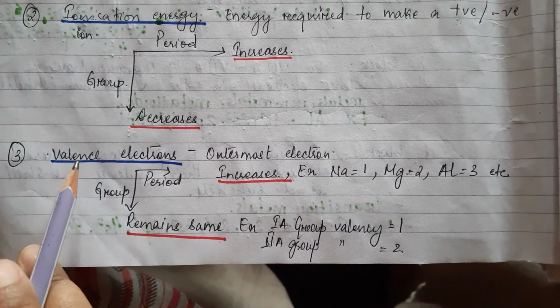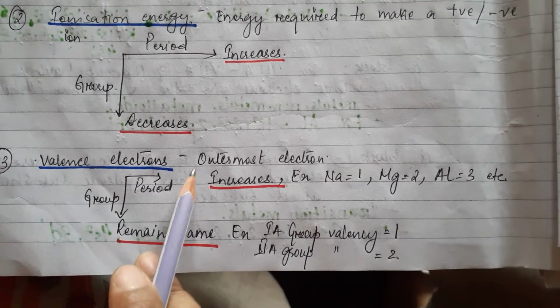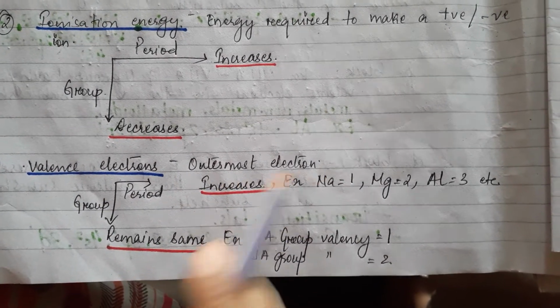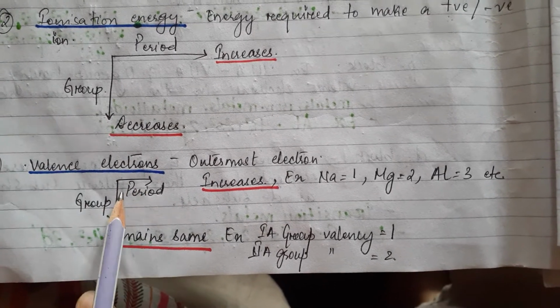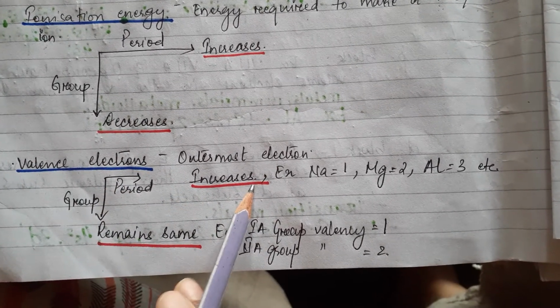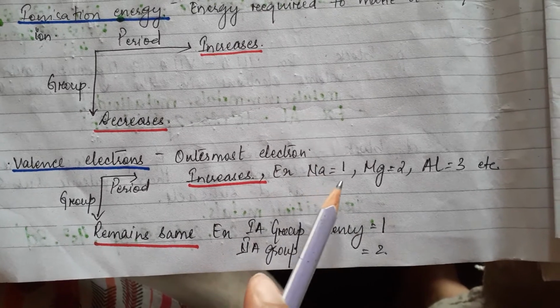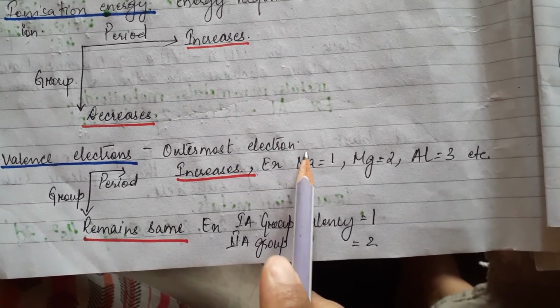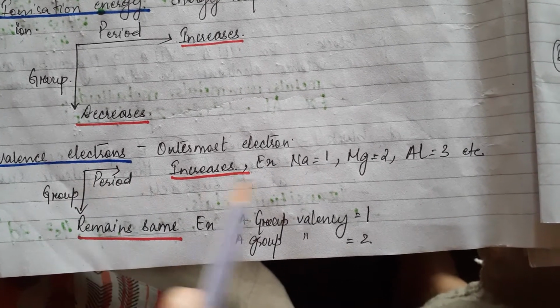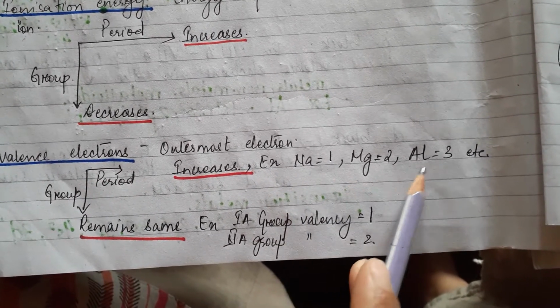Now the next one is valence electron. What is a valence electron? The electron which is present in the outermost subshell, or we call it the outermost electron. When you go in a period, the valence electron count increases. For example, the valence electron of sodium is 1, magnesium is 2, aluminum is 3. So when we are going sidewise in a period, the valence electron number increases.